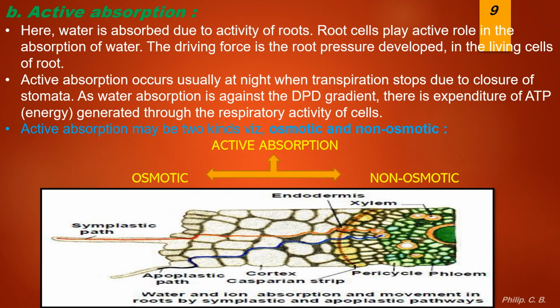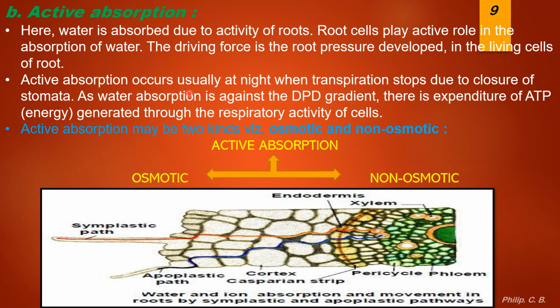Moving further, the second type, that is active absorption. Here, water is absorbed due to activity of roots. Root cells play an active role in the absorption of water. The driving force is the root pressure developed in the living cells of the root. So again, active absorption is because of the activity of the roots.